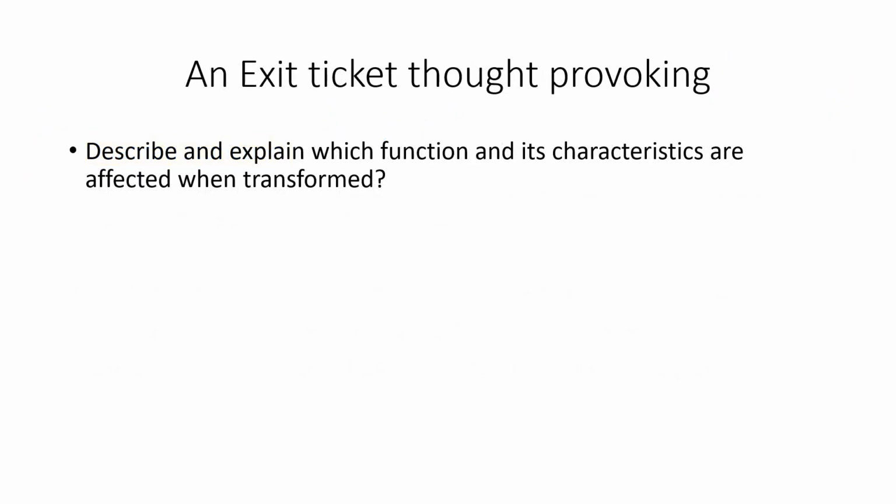All right, a thought-provoking exit ticket. Describe and explain which functions and their characteristics are affected when transformed. And also your homework is all going to be in Google Classroom. See to it that you are there, taking care of business, getting everything done. Again, you want the homework to be done because next class we're going to, of course, discuss the homework, and the discussion is still part of your participation grade. So you really want to have it.